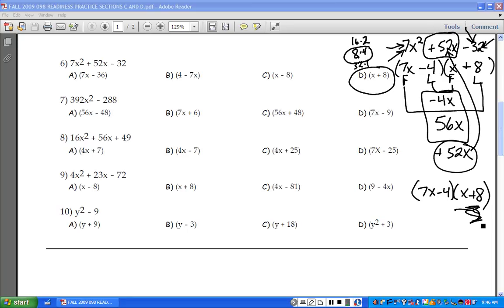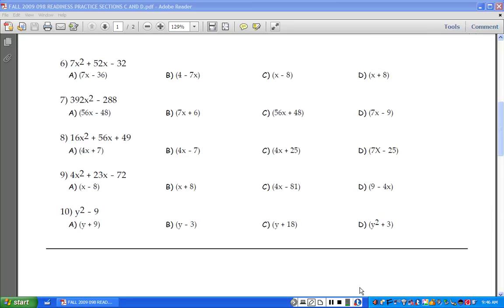Alright, so erase that. Moving on to number 7. Okay, 7 is a good one because it takes us back to that lesson we learned a little while ago about making sure we factor on the front end.